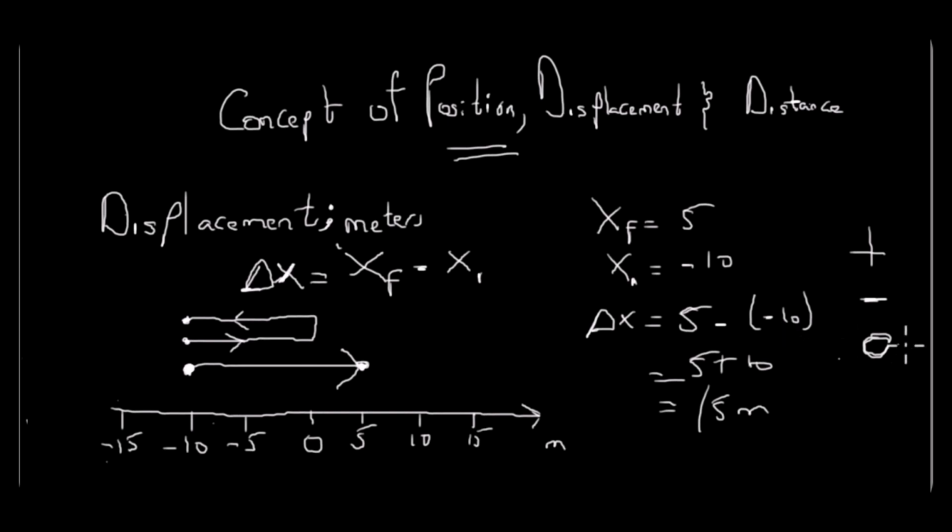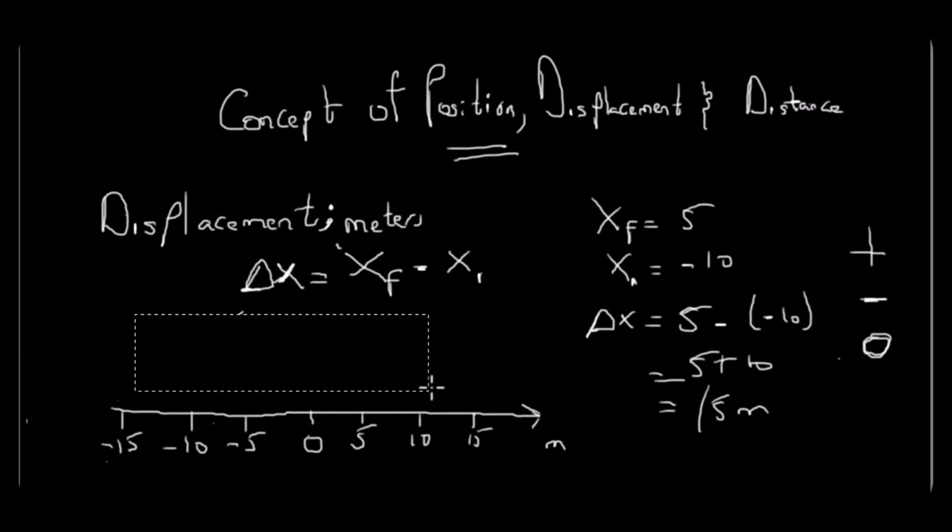Now let's try and analyze what we meant by displacement going towards the right and displacement going towards the left. So let's say we have a motion that looks like this.